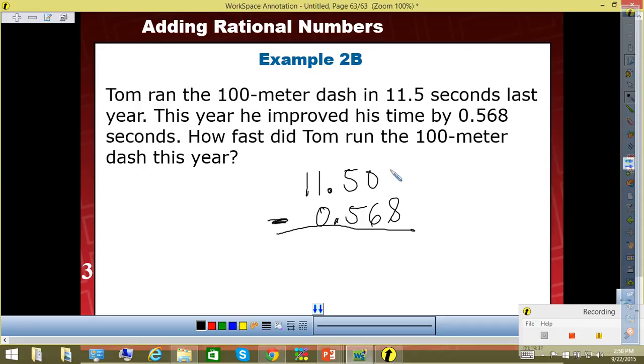This has 2 zeros, so therefore, can I take away from 0? No, we can't borrow from here, so I'm going to borrow from here. This is a 4, this is a 10. This becomes a 9, this is a 10, so this is 2, 3. We can't borrow from there, so this is a 0, so this is 14, 9, 0, 1. So how fast did Tom run? 10.932 seconds.